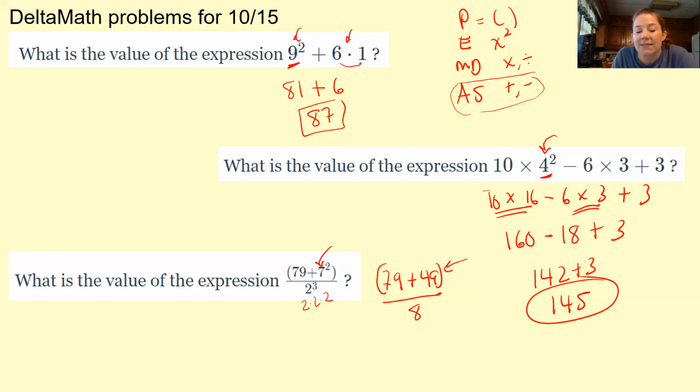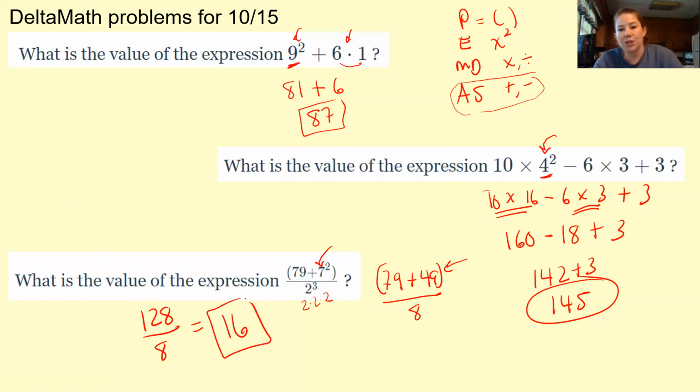So let's simplify this first. So 79 plus 49 is what? 7, 8, 9, 128, I think. 128 over 8. So we've got to keep all that together. And then the last thing we're going to do is divide. And we get 16, I think. Pretty sure. Double check me on that one.